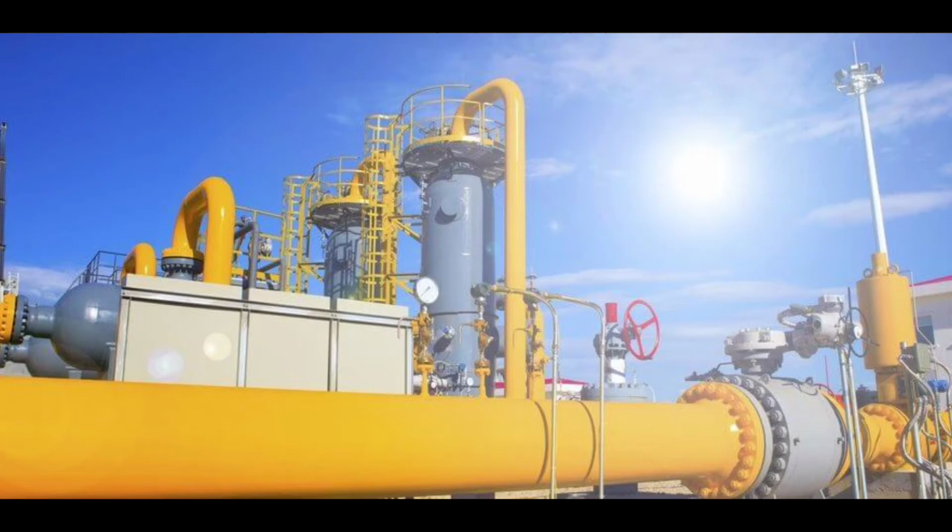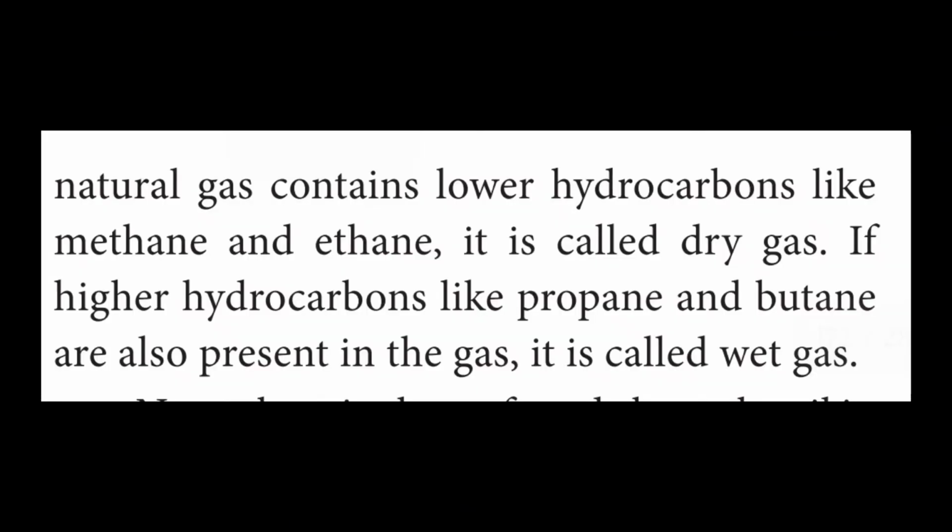Next, we move on to natural gas. Natural gas is a naturally occurring hydrocarbon gas mixture consisting primarily of methane along with other higher alkanes and a small percentage of carbon dioxide, nitrogen and hydrogen sulfide. If the natural gas contains low hydrocarbons like methane and ethane, it is called dry gas. If higher hydrocarbons like propane and butane are also present in the gas, it is called wet gas.